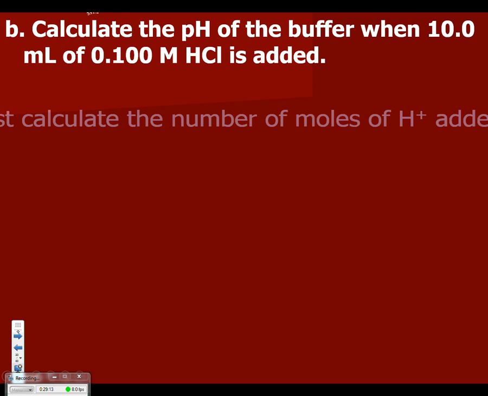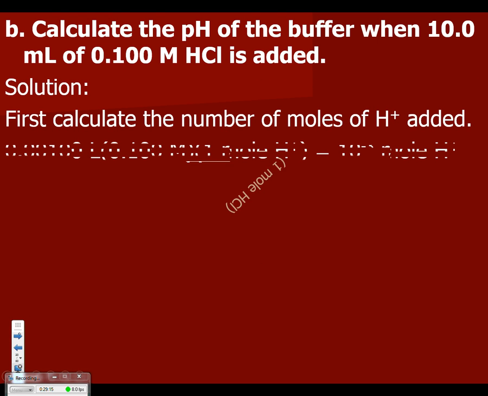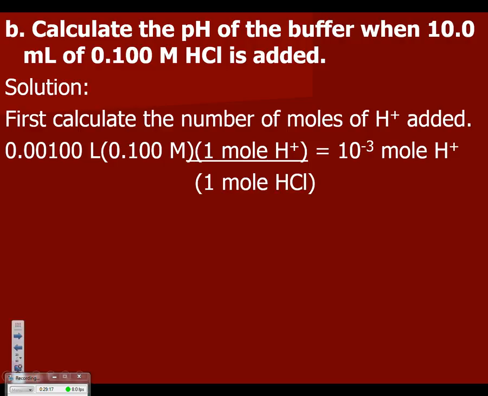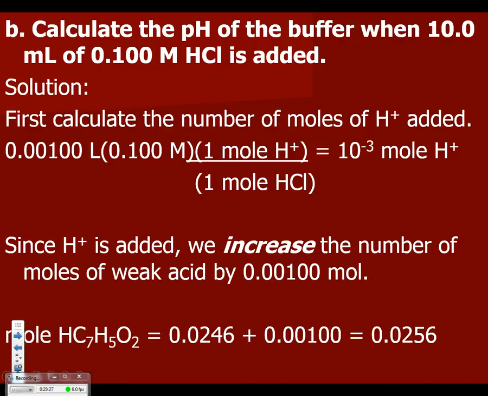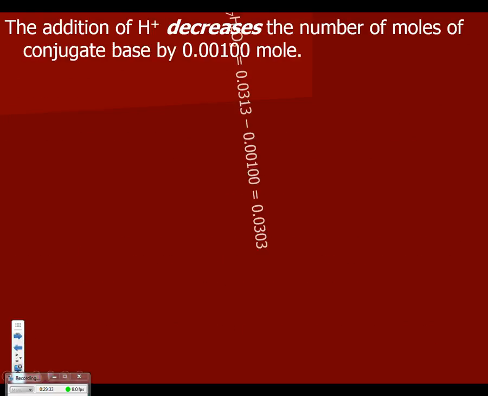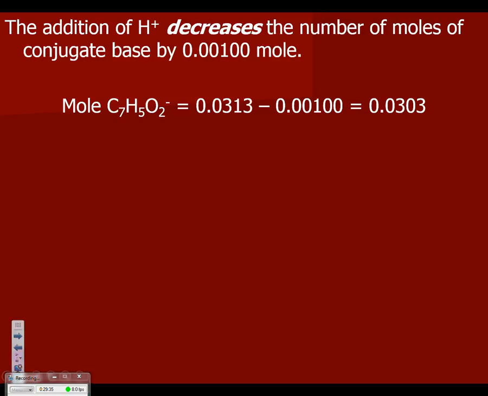So let's go back here. First, I need to calculate how many H plus are added. Since H plus has increased, we add it to the number of moles of weak acid, and we take it away from the base. So I just added it to one, took it away from the other. Are we okay with that?